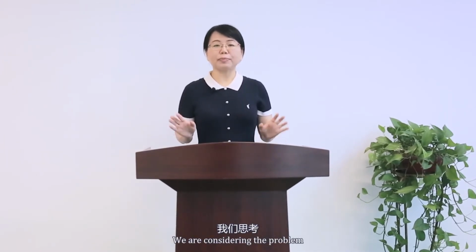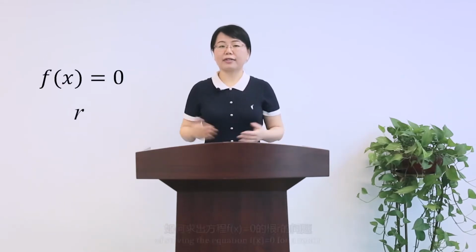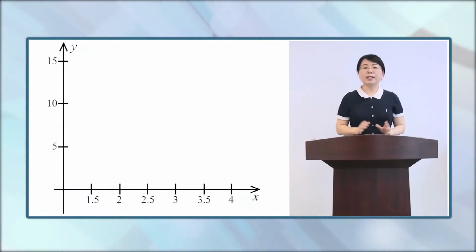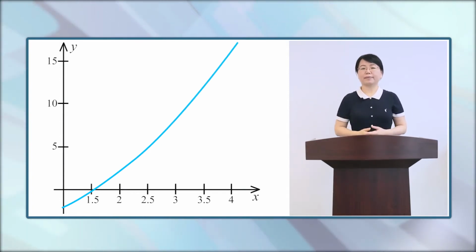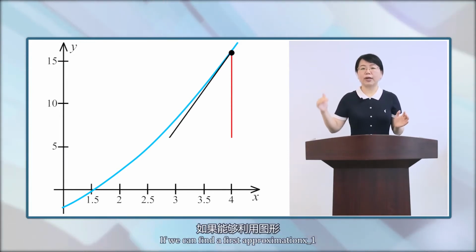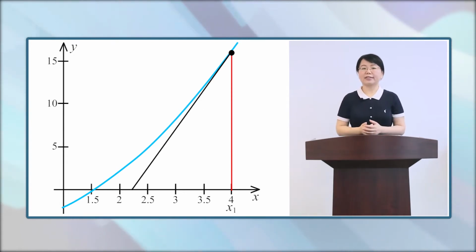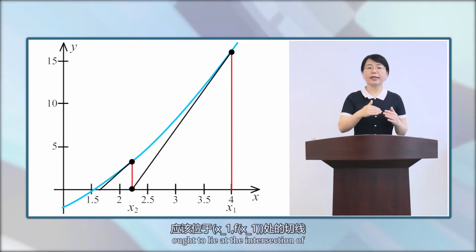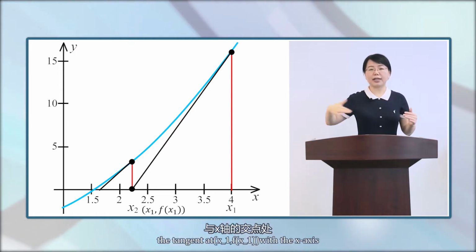We are considering the problem of solving the equation f(x) = 0 for a root r. Suppose that f is differentiable, so the graph of y = f(x) has a tangent line at each point. If we can find a first approximation x1 to r by graphing or any other means, see this figure, then a better approximation x2 lies at the intersection of the tangent line at (x1, f(x1)) with the x-axis.